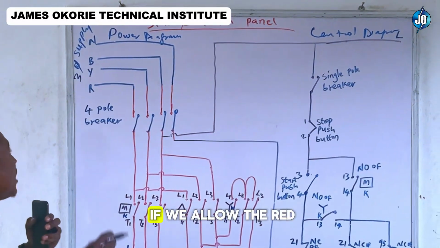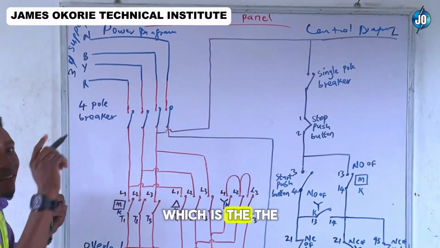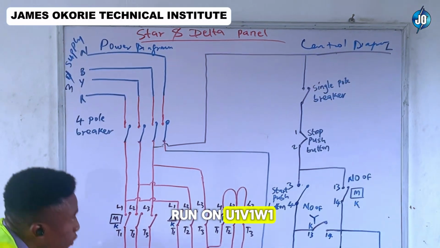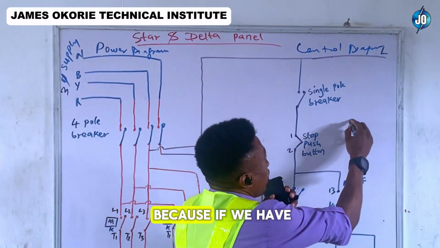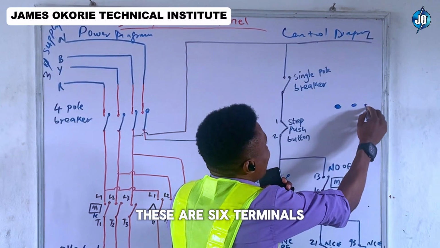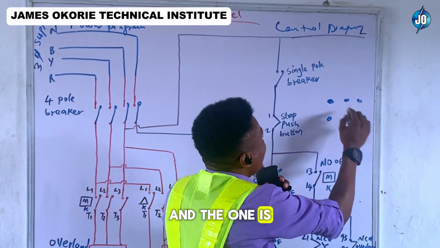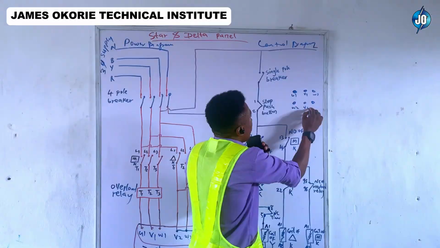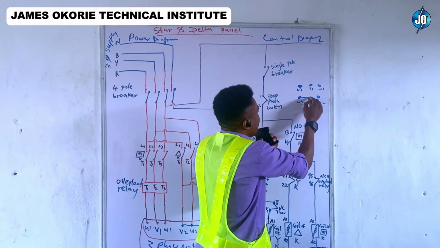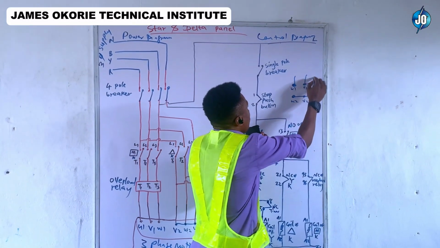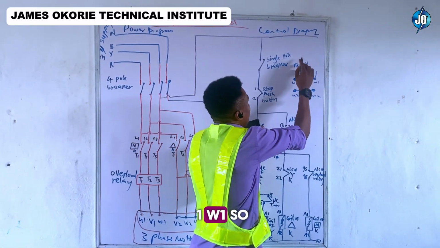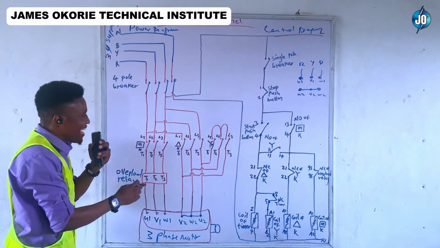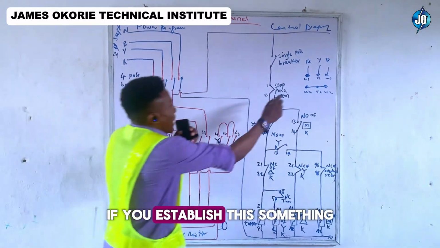And what does it do? It will allow the red, yellow, blue, which is the three-phase supply from the source, to run on U1, V1, W1, making it work at this point. Because if we have these as the 6 terminals of a three-phase electrical motor, and we want it to work in star, with U1, V1, W1, and U2, V2, W2, it means that you have to shunt these and connect your red, yellow, blue to U1, V1, W1. So the work of the star is to establish this shunting.